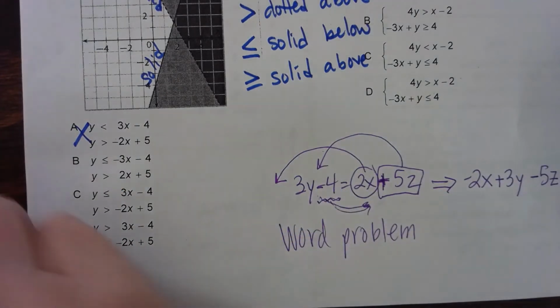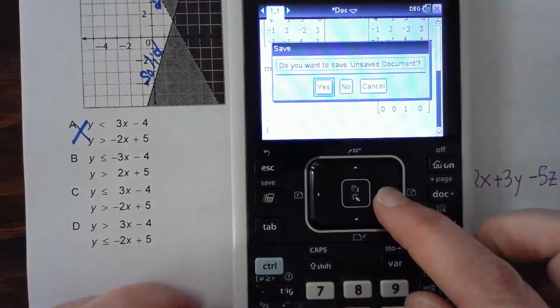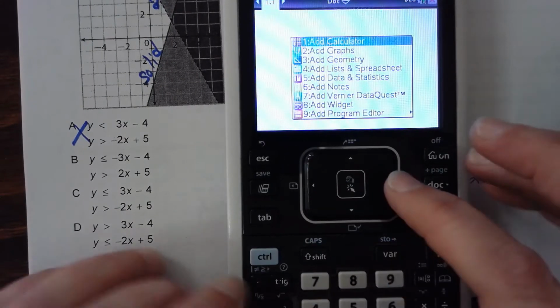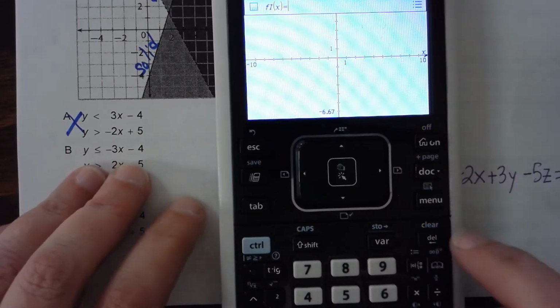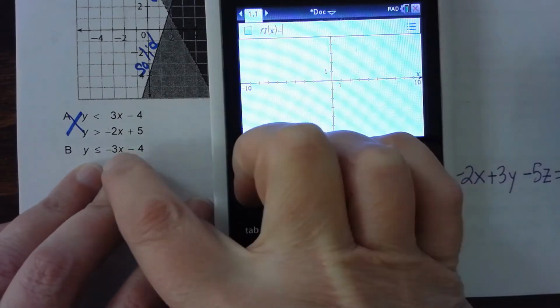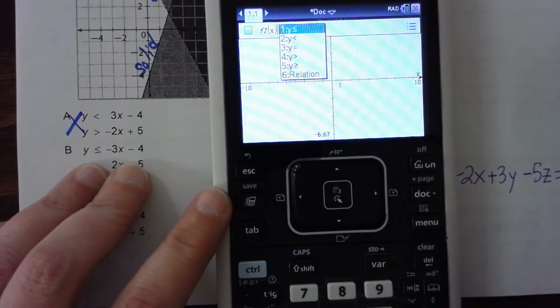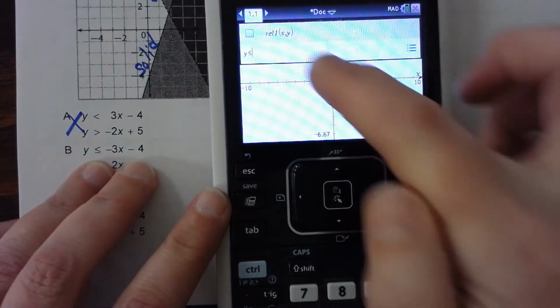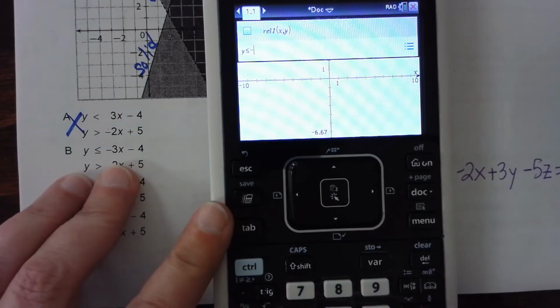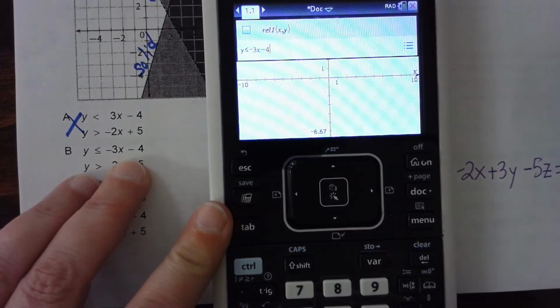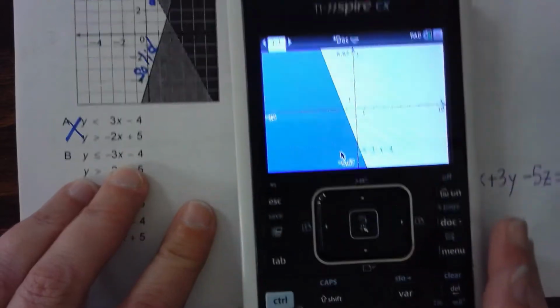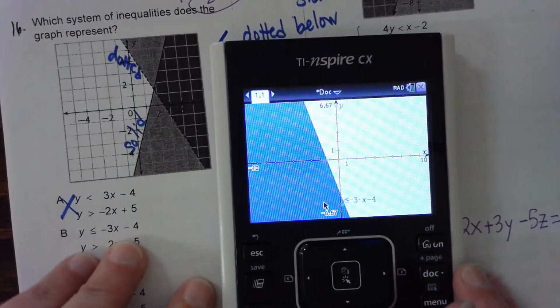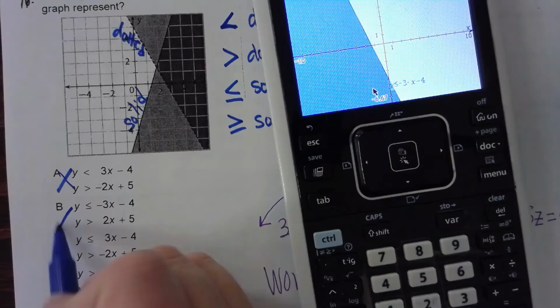So I'm going to pick the first one, and I'm going to go to my calculator, and I'm going to type this into the graph. And I don't want the equal sign because I want it to be an inequality. So I'm going to hit delete, and I'm going to change it to the less than or equal, negative 3x minus 4. Hit graph. Does that match what I have here? That looks like nothing. That's shaded on the wrong side. So that is not my answer.